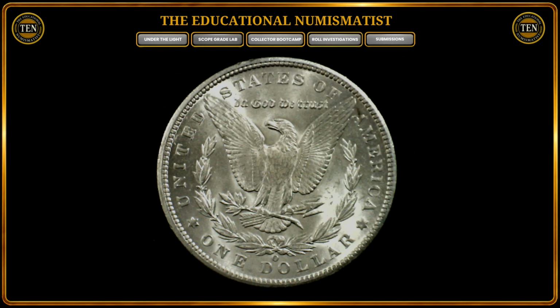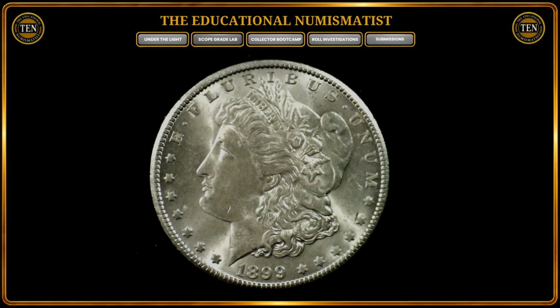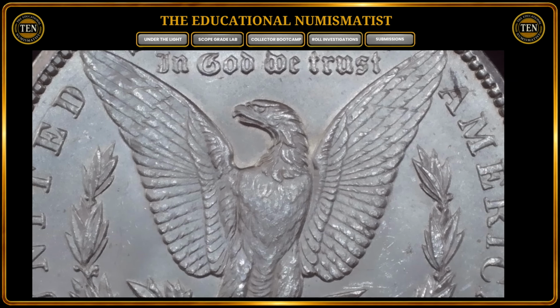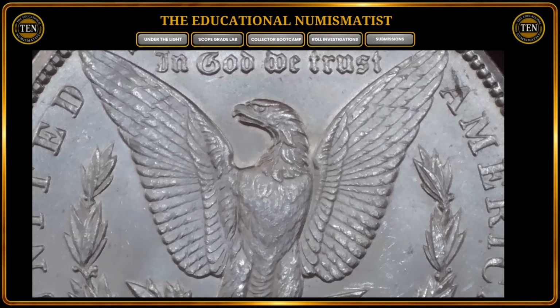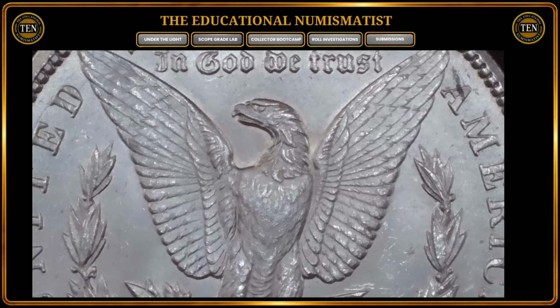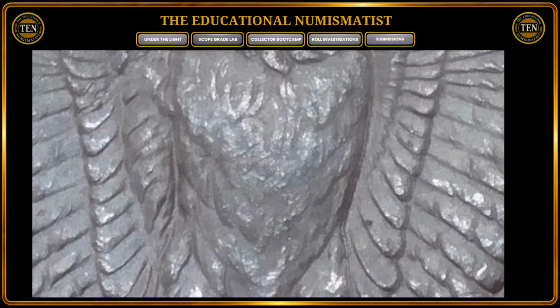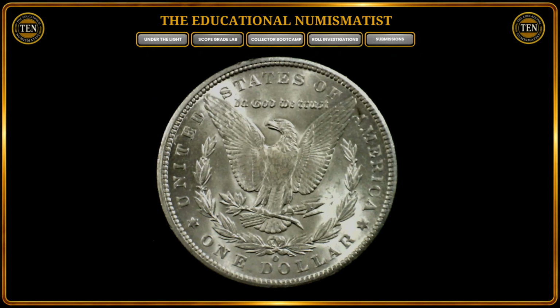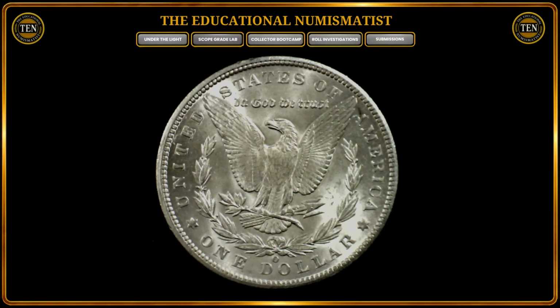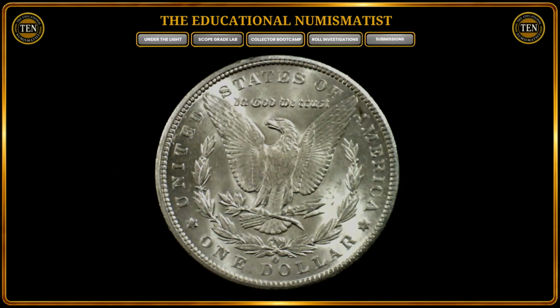Another grader could examine the identical area and reach a different conclusion. Morgan dollars were not always struck with enough pressure to transfer every part of the design completely. If the metal did not fully enter the deepest recesses of the die, the coin could leave the press without complete feather detail. In that case, the flatness was created when the coin was struck. It would not prove that the coin ever circulated. That interpretation leaves an uncirculated grade possible.